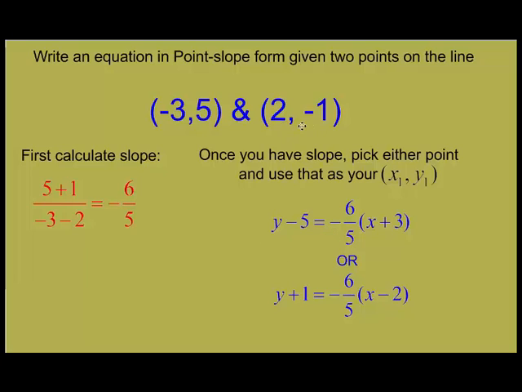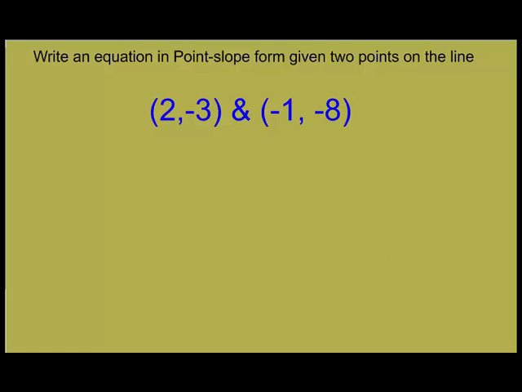Or if we use the point on the right, we end up with y plus 1 equals negative 6/5 times (x minus 2). I know these two equations look different, but they both fall on the same line, and both would represent the line that goes through those 2 points. So you could end up with either as your solution. Go ahead and try it for these 2 points. Pause your video until you're ready to see the solution.